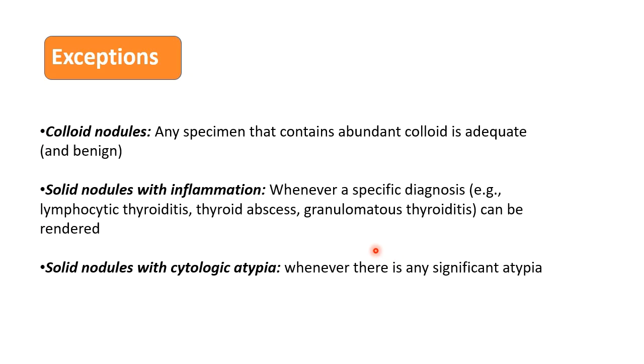If you have features of granulomatous thyroiditis, you have less number of follicular epithelial cells, but you have granulomas, you have inflammation, you can call it granulomatous thyroiditis in the benign category. It is not a non-diagnostic smear. Then the third exception is if you have solid nodules with cytologic atypia. Whenever there is any significant atypia, you should not call it non-diagnostic, even if the follicular epithelial cells are lesser in number. You have to call it either in the AUS category, or depending upon the amount of atypia, you have to categorize it, but you don't call it non-diagnostic.